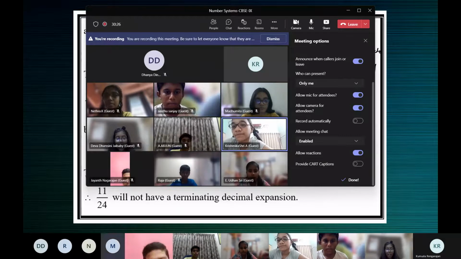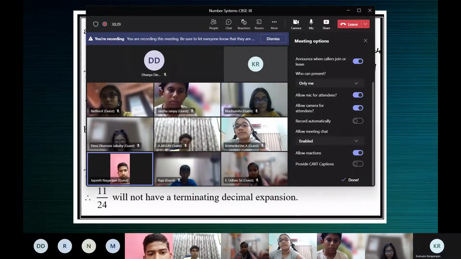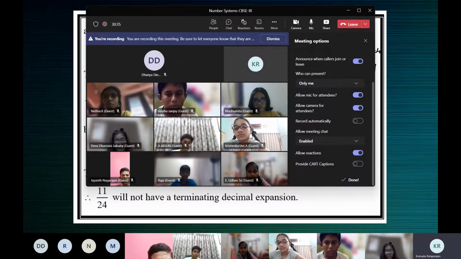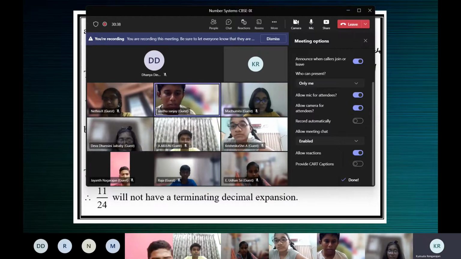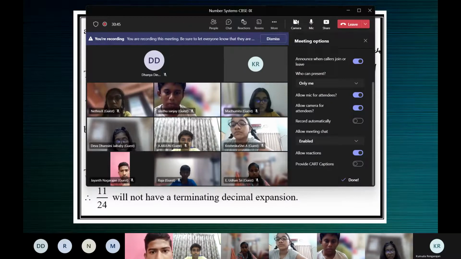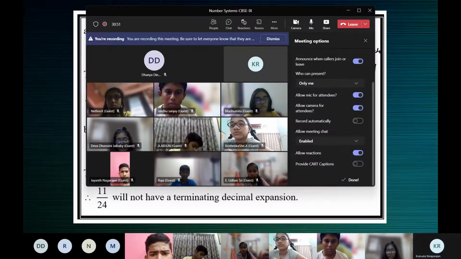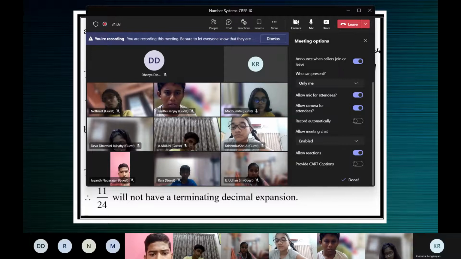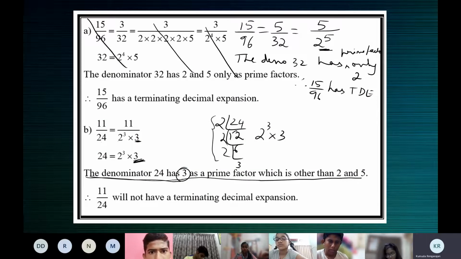Yes, ma'am. What is the first step? When you're given a rational number, ma'am, we have to simplify it. Yes, we must first put it in the simplest form, and then take up the denominator. Find the prime factors of the denominator. If the prime factors are 2, 5 or both 2 and 5, it will have a terminating decimal expansion. If there is a prime factor other than 2 and 5, then the rational number will have a non-terminating repeating decimal expansion.